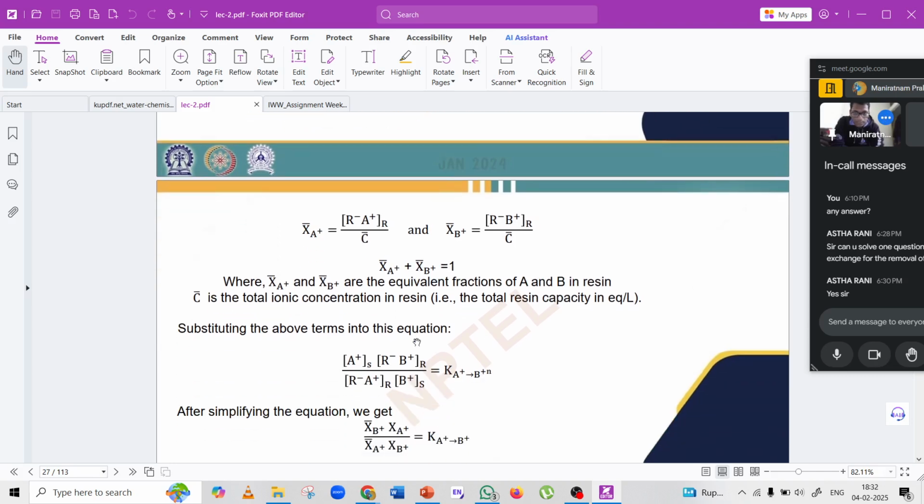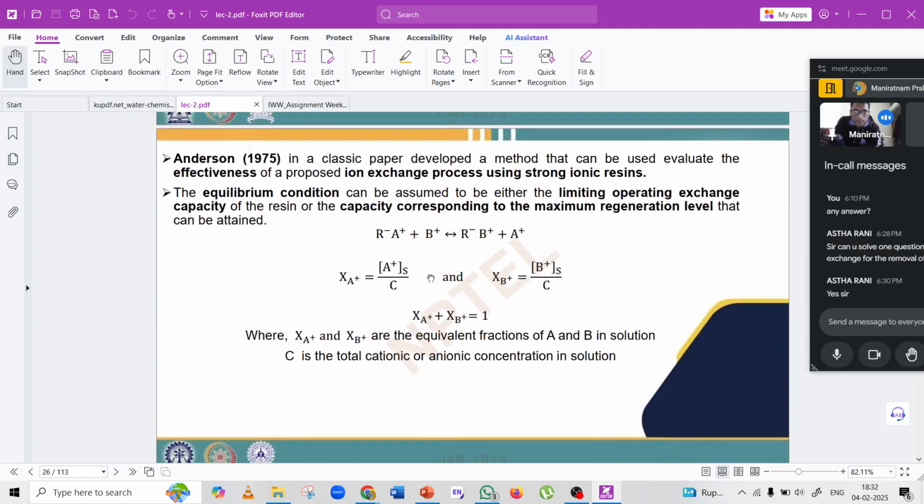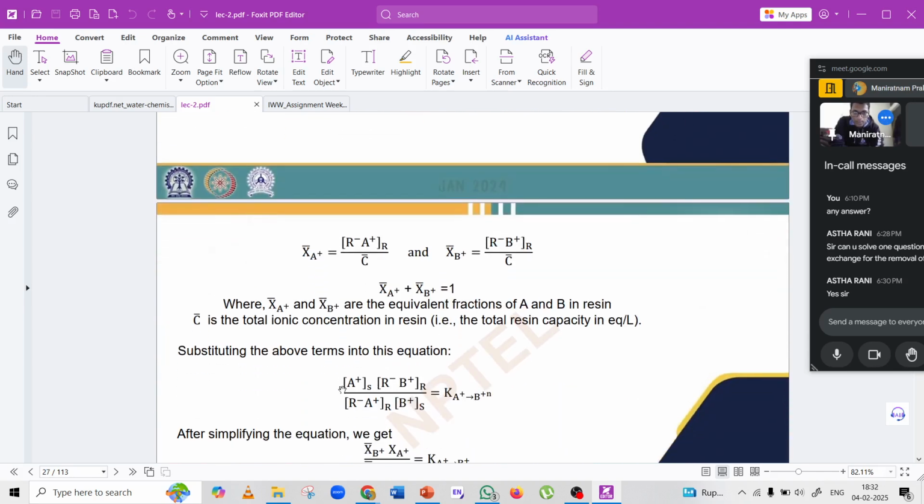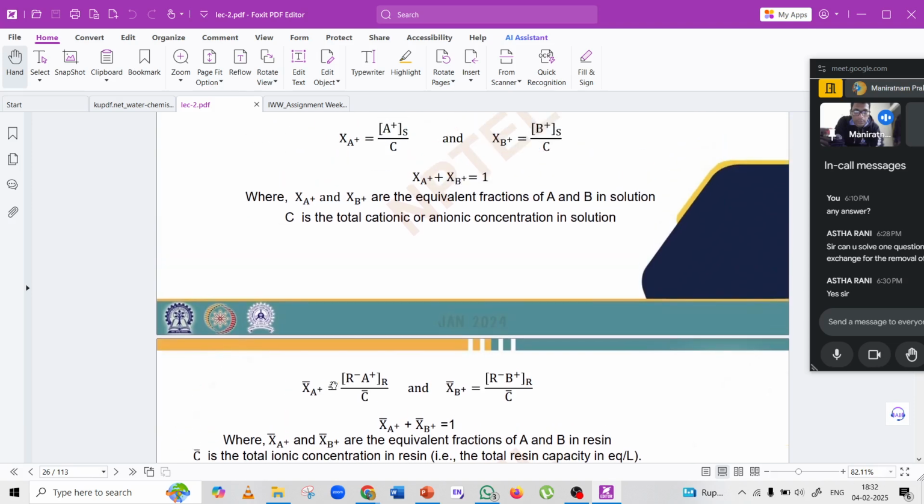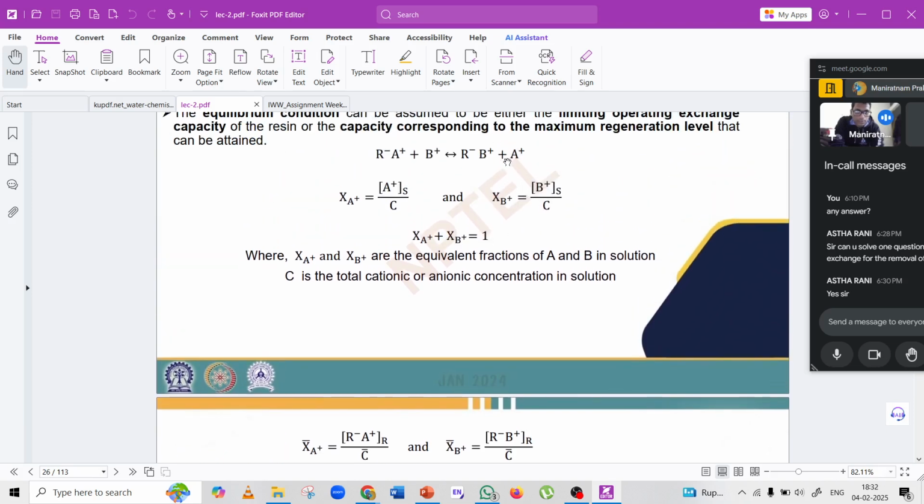Now we can substitute this. We know that the reaction constant K will be this concentration times this divided by this concentration times this.